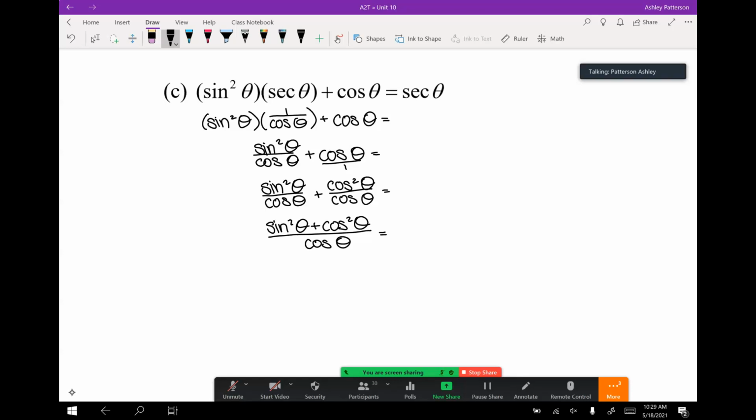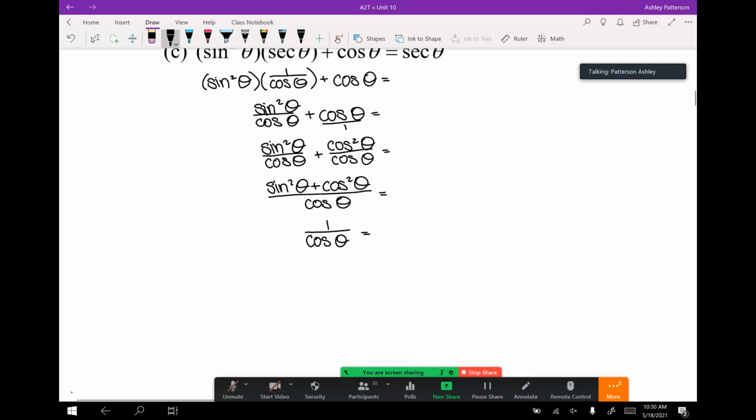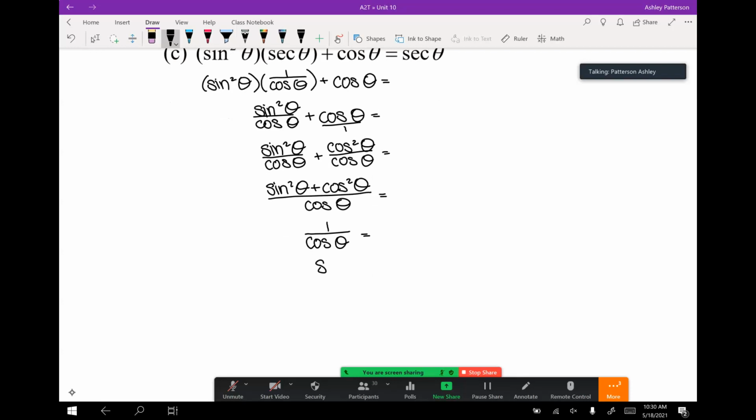Sine squared theta plus cosine squared theta, what is that? Just 1. Yeah, it's our Pythagorean identity, that main one. So I'm going to substitute 1 into the numerator, leaving us with 1 over cosine of theta. And then, Connor, I see you seeing it, that is our reciprocal identity. I'm going to change 1 over cosine theta to be secant theta is equal to secant of theta. Woohoo!